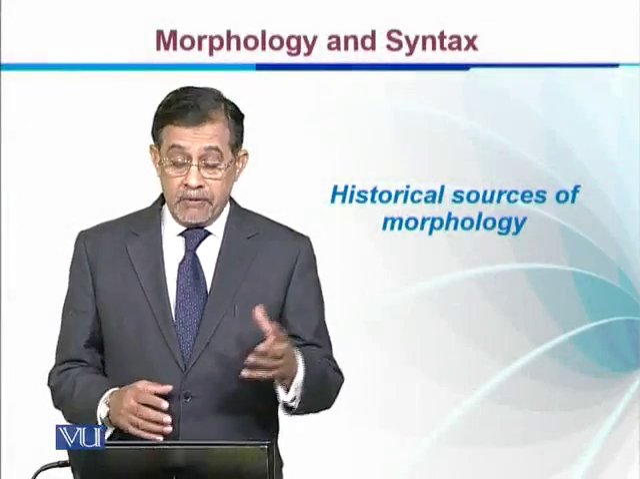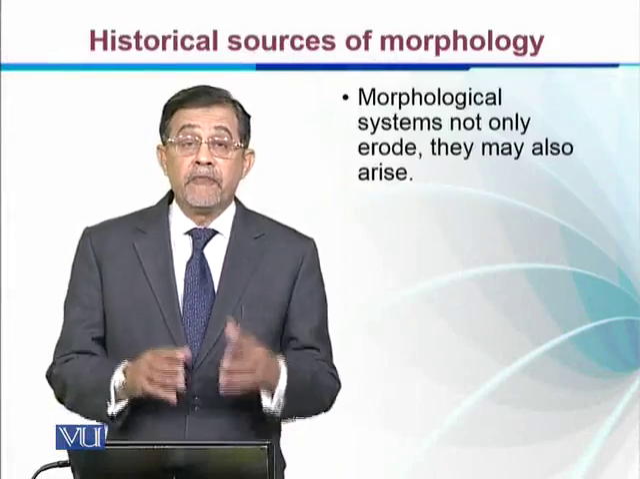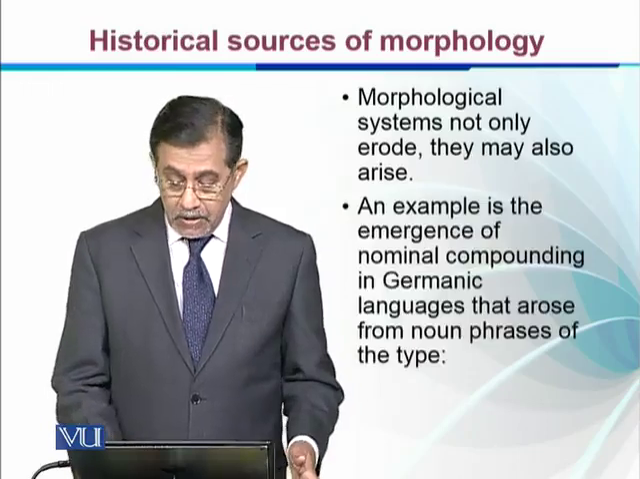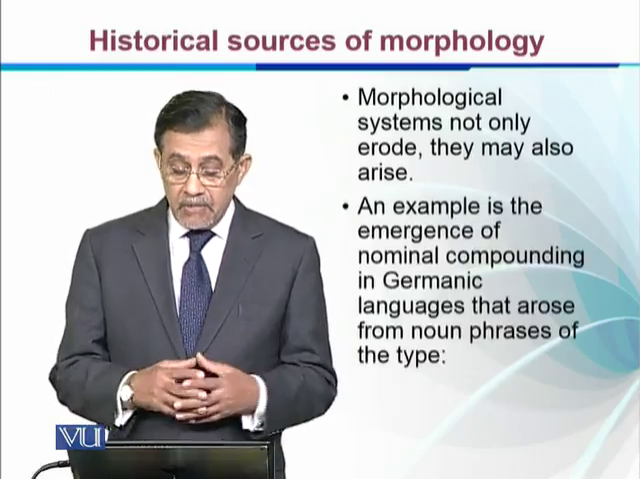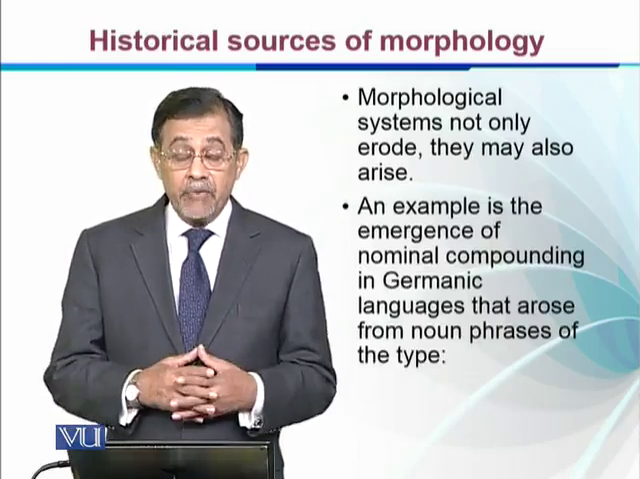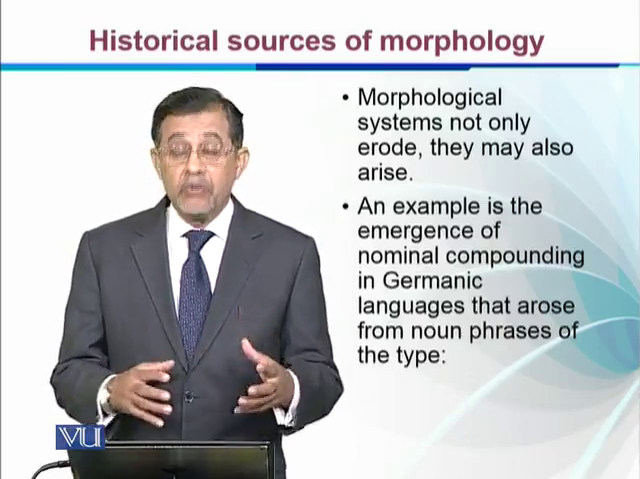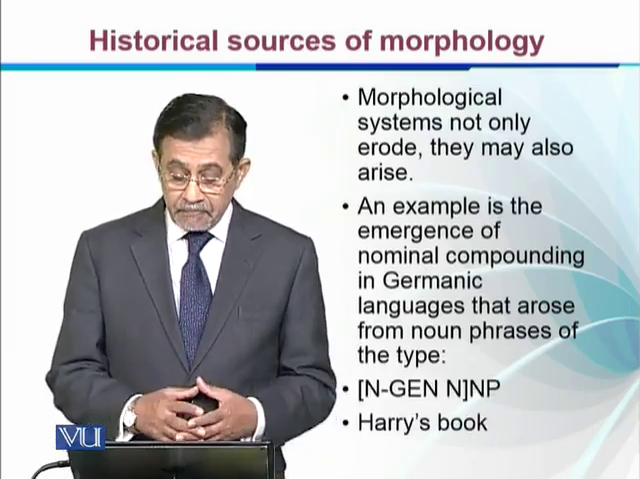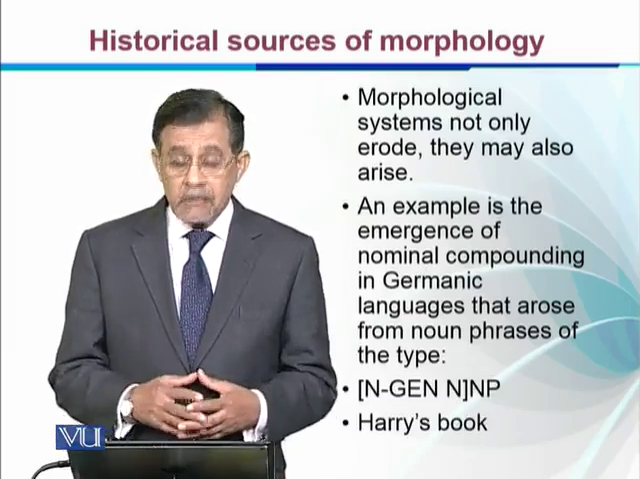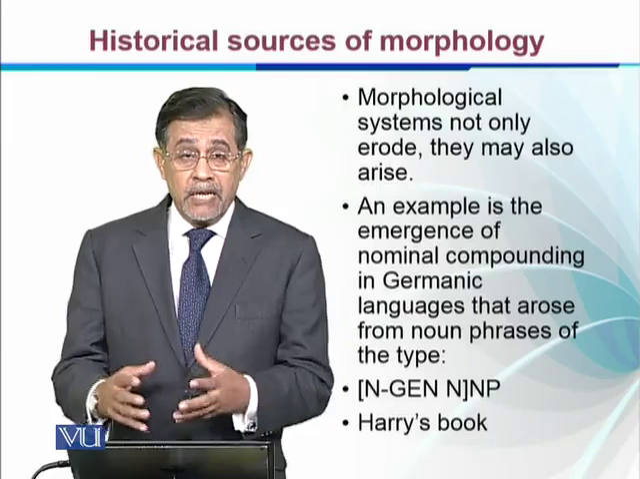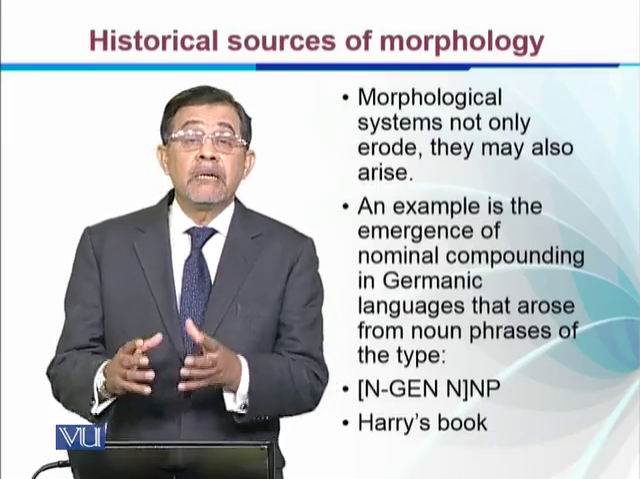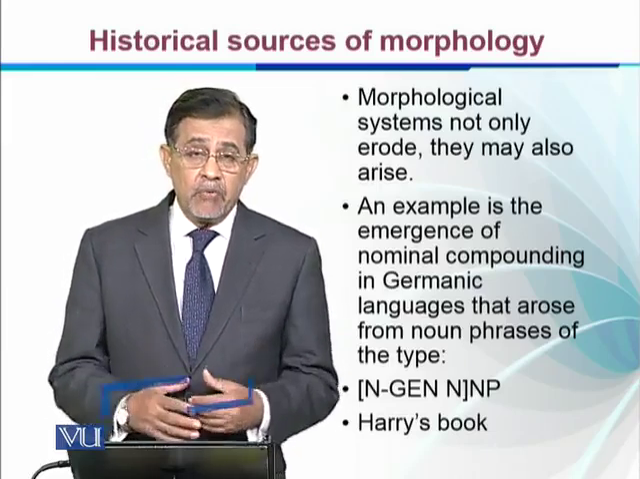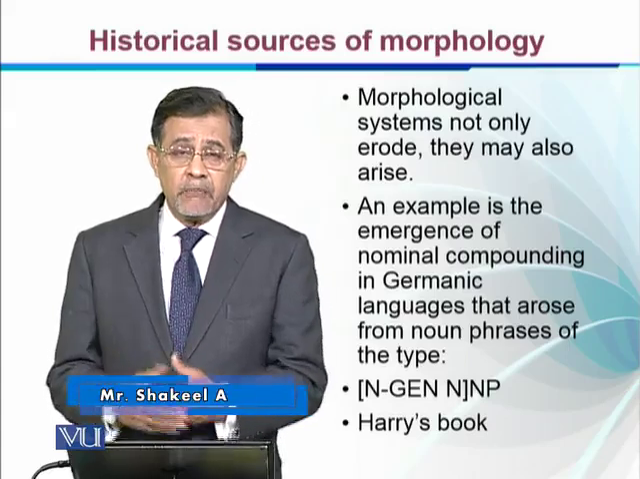Historical sources of morphology. We see that morphological systems not only erode but also arise. An example is the emergence of nominal compounding in Germanic languages, which arose from noun phrases of this type: a noun in the genitive case and a noun. So it becomes a noun phrase. For example, Harry's book. Harry is a noun in the genitive case, and book is a noun.